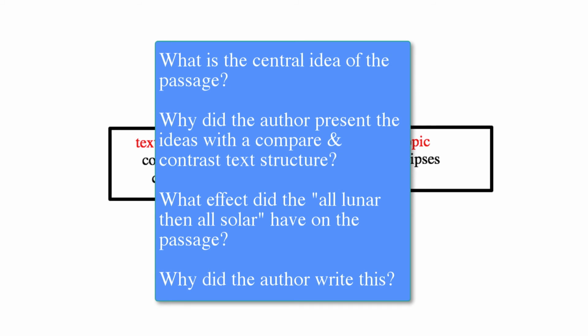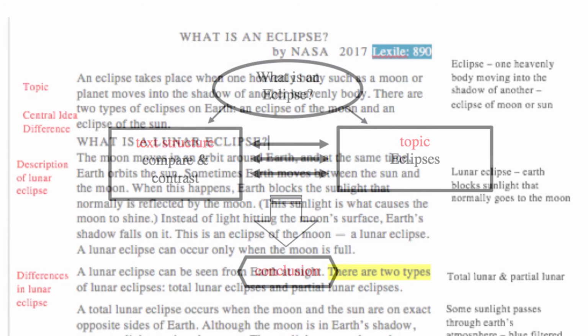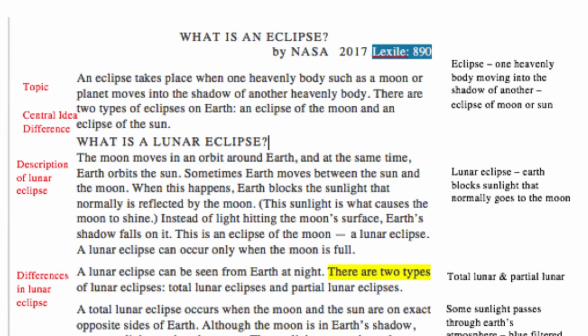Why did the author present the central idea of the text with a compare and contrast text structure? What effect does the all lunar, then all solar have on the passage? Why did the author write this text? Hunt through the text, finding examples that answer these questions.